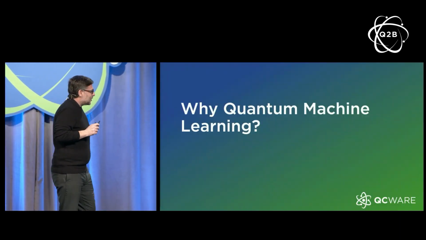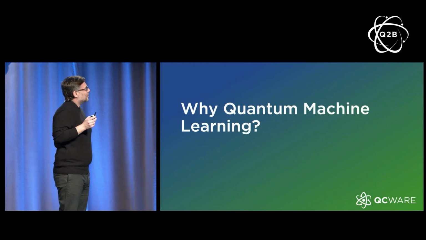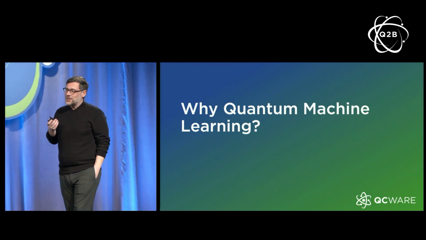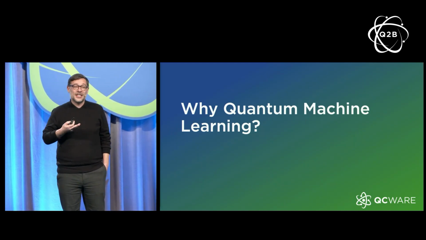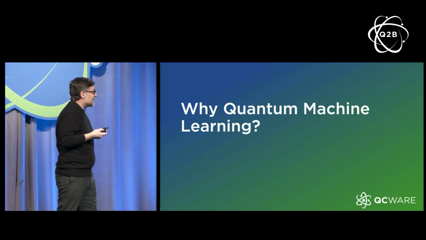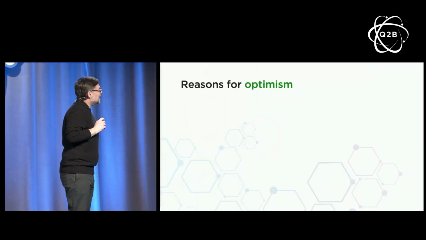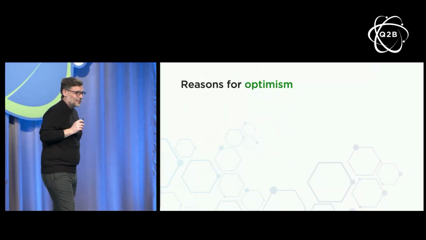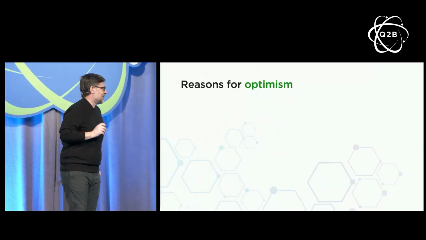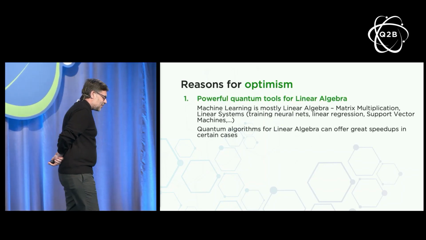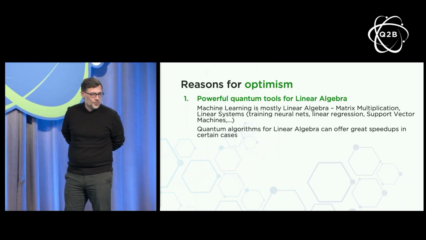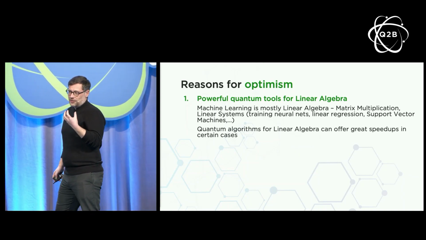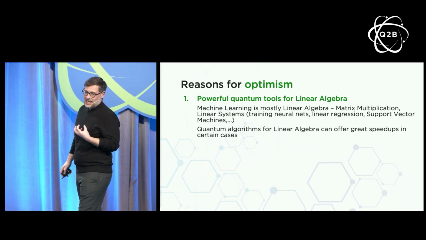So the first question I wanted to ask is, why quantum machine learning? Why do I think that quantum machine learning is really a good area where I believe that quantum computing can actually have an impact? So here are some of the reasons for being optimistic, cautiously optimistic, but still optimistic. So the first one is that we have some very powerful quantum tools that have to do with the computational core of machine learning, which is basically linear algebra.